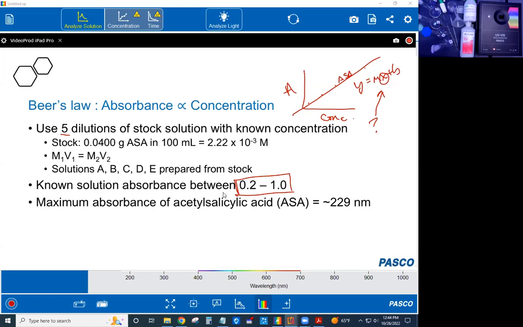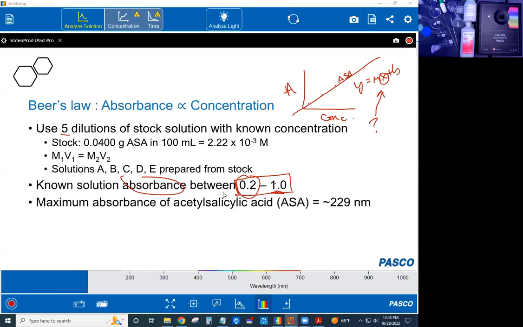And because we're measuring absorbance, we don't want to exceed 1. If you have a solution that's greater than 1.0 on your absorbance, you definitely want to go and dilute your solution until you get below 1. It's just not enough light is getting through past absorbance of 1 to be accurate, and it's no longer linear past an absorbance of 1.